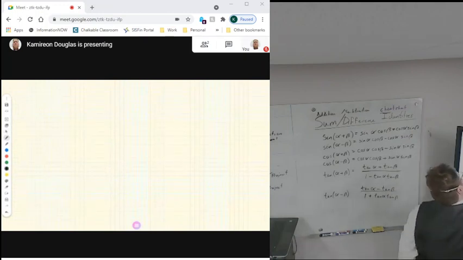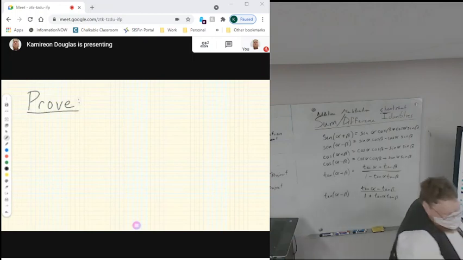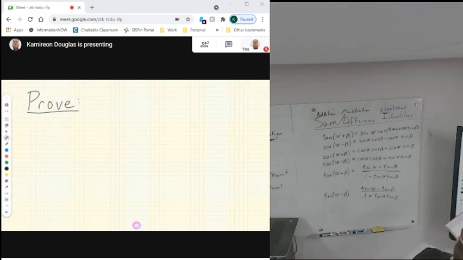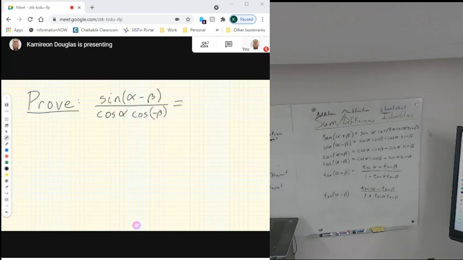Proof. All right, what are we going to do here? Prove sine of alpha minus beta divided by cosine of alpha cosine negative beta is equal to tangent alpha minus tangent beta. Proof.